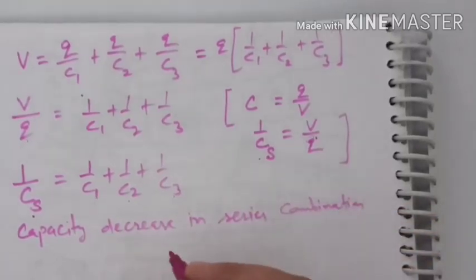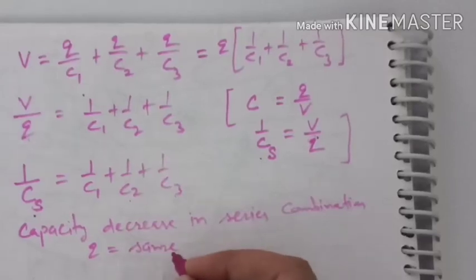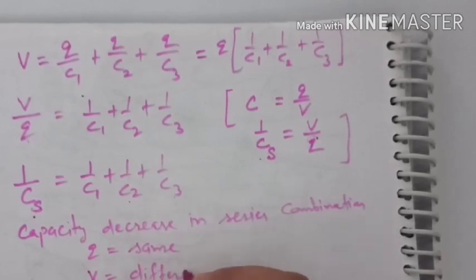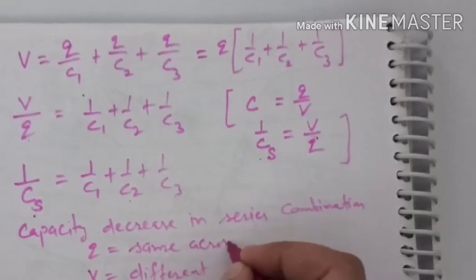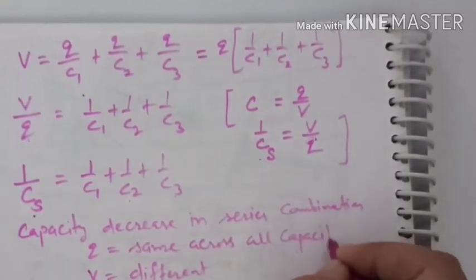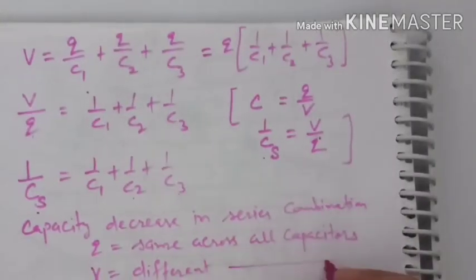Always remember, in series combination charge is same across all the capacitors, but the potential is different. Charge is same across all capacitors, but potential is different for all. Thank you.